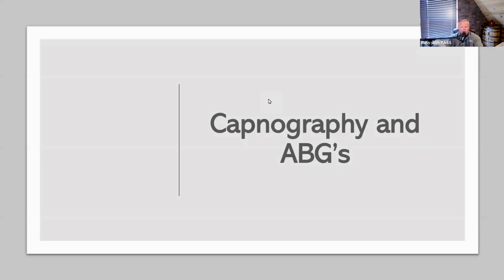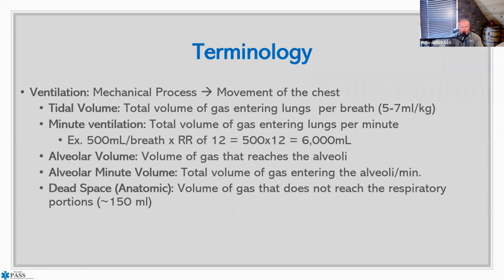Okay, so the final portion of the airway, respiration, and ventilation is capnography and ABGs. Some terminology that is important for you guys to understand and remember as you approach the National Registry test are ventilation, as we've talked about earlier today. That is the mechanical process of moving the chest. So anytime that you're putting a bag valve device on somebody, squeezing the bag, and you're getting a movement of that chest, we are ventilating the patient.